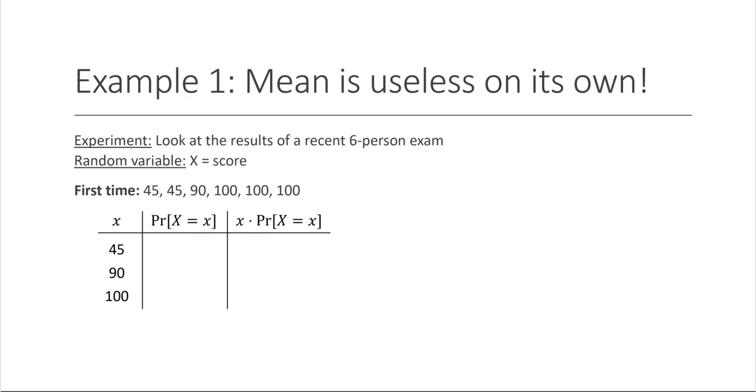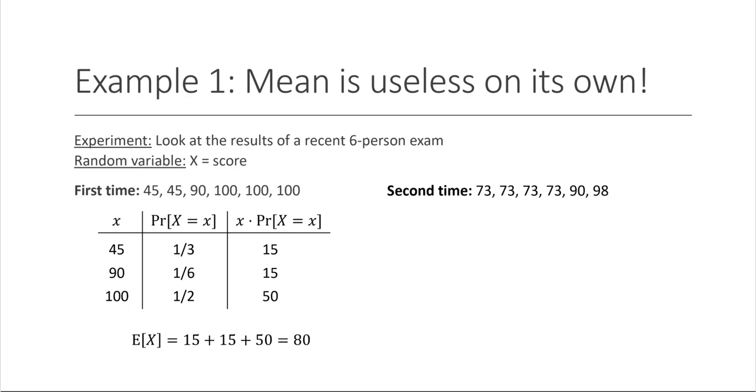Well, if 2 got 45, that means 2 out of the 6 got 45. So there's a 2/6 or 1/3 chance that any given student was one of the people who got 45. Only one of them got a 90, so there was a 1 in 6 chance of somebody getting a 90, and a 1 in 2 chance, since there are 3 out of the 6 people who got 100, there's a 1 in 2 chance that any given student got a 100. And so, to compute the expected value, or the mean, we first multiply 45 times 1/3 is 15, 90 times 1/6 is 15, and 100 times 1/2 is 50. And putting all that together, we get the expected value of 80.